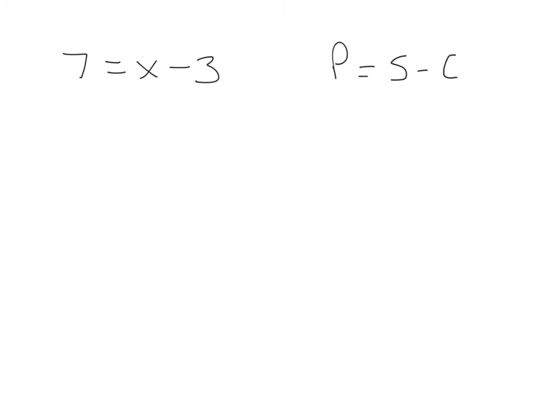Let's look at these two here. The first one we've solved before, just a good reminder. If I want to solve for x, I notice it's x minus 3. So to get x by itself, I'm going to add 3 to both sides. 7 plus 3 is 10. So x equals 10.